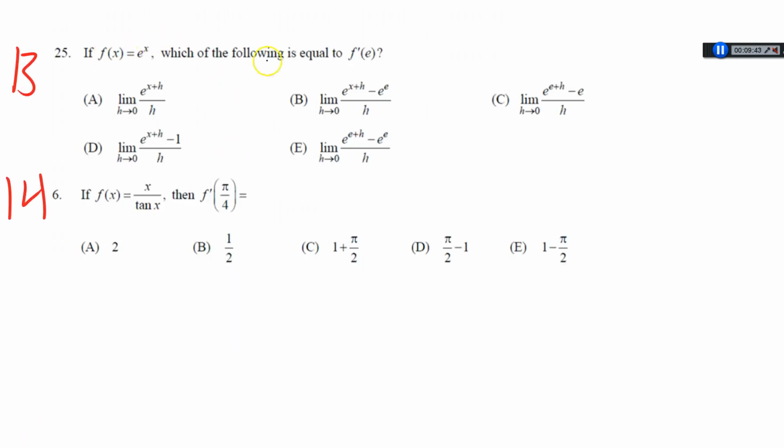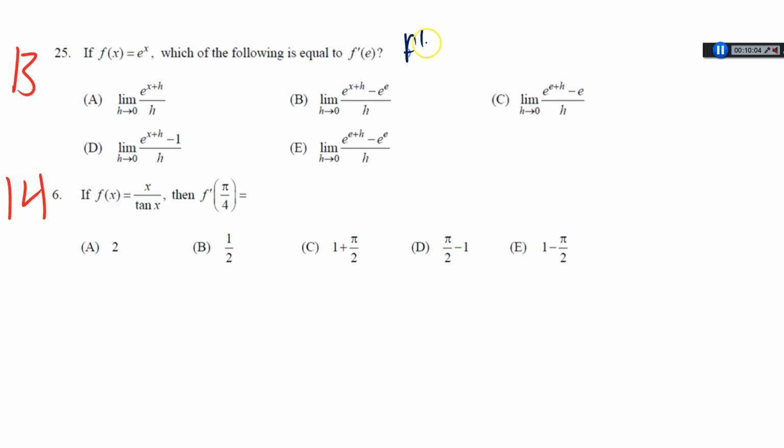f of x is e to the x. Which of the following was f prime of e? Well, let's find f prime of x first. Derivative of e to the x. We actually haven't done that yet. Well, that doesn't matter because they're giving a different definition of derivative. We don't know how to do the derivative of e to the x yet, but we can do it using exponent rules and the definition of derivative.